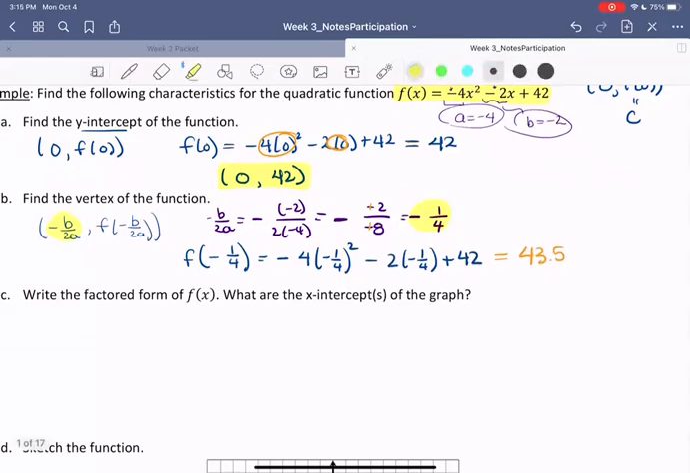So what's our answer here? Is this our answer, 43.5? Not quite. A vertex is an entire point. So we have an input point, which we computed as -b over 2a, and an output point, which we computed as f of -b over 2a. So our final solution here is (-1/4, 43.5), or 43.5 if you'd like.